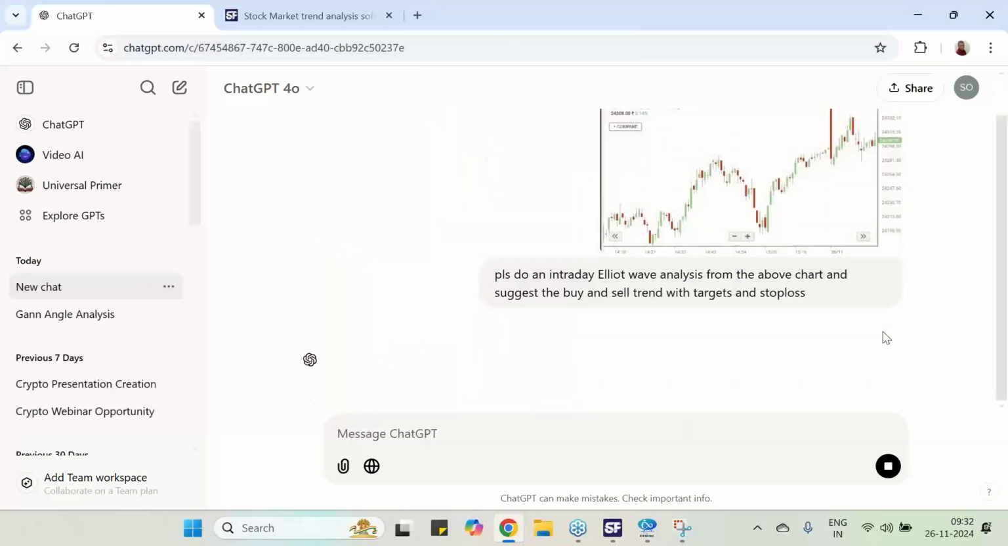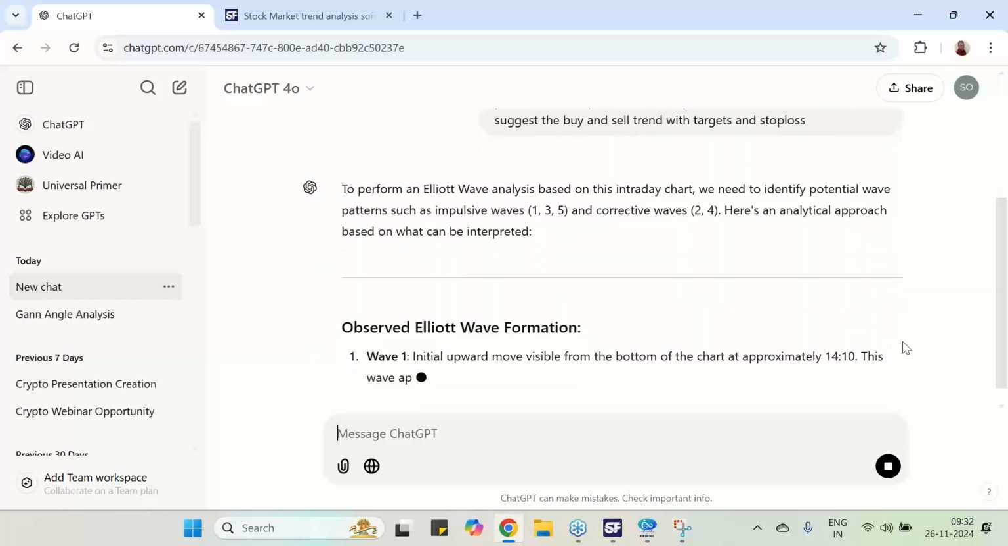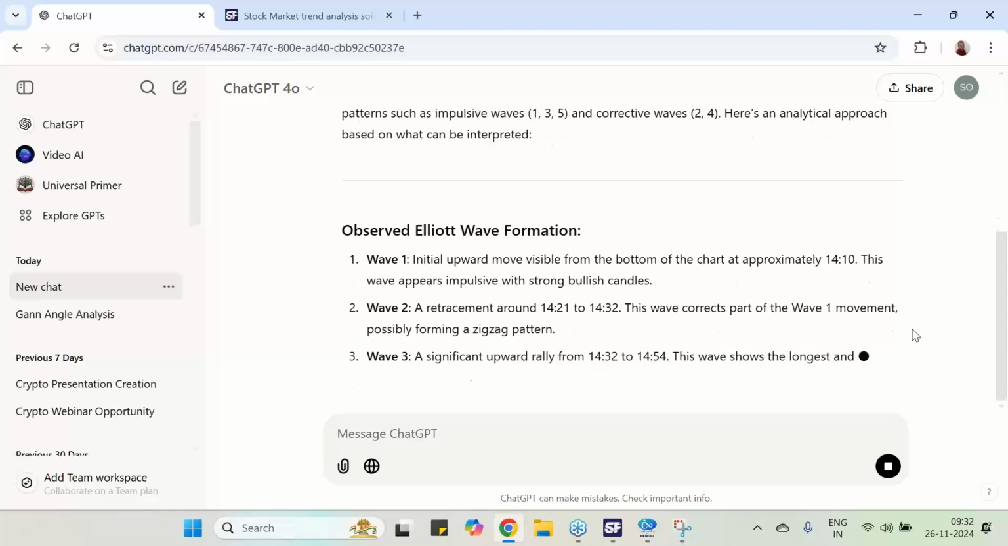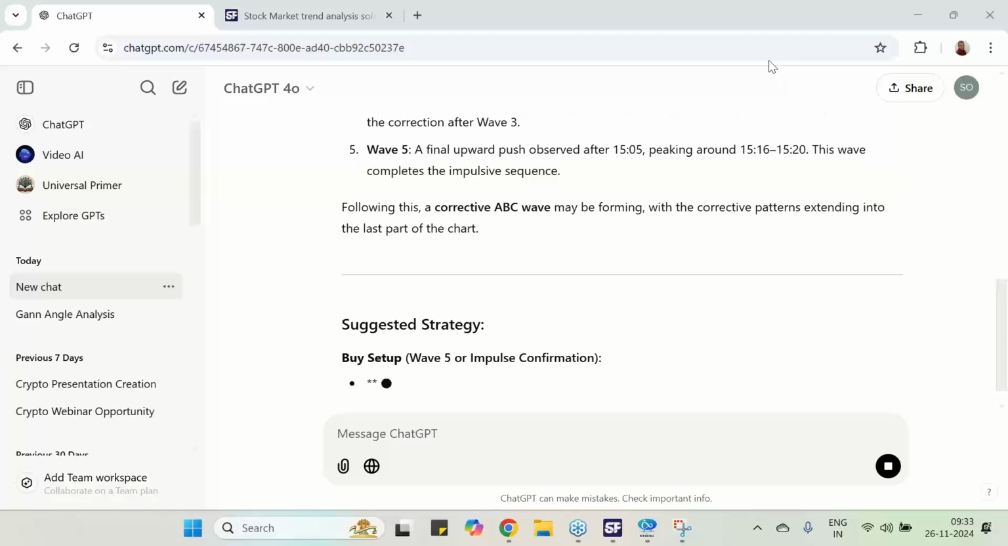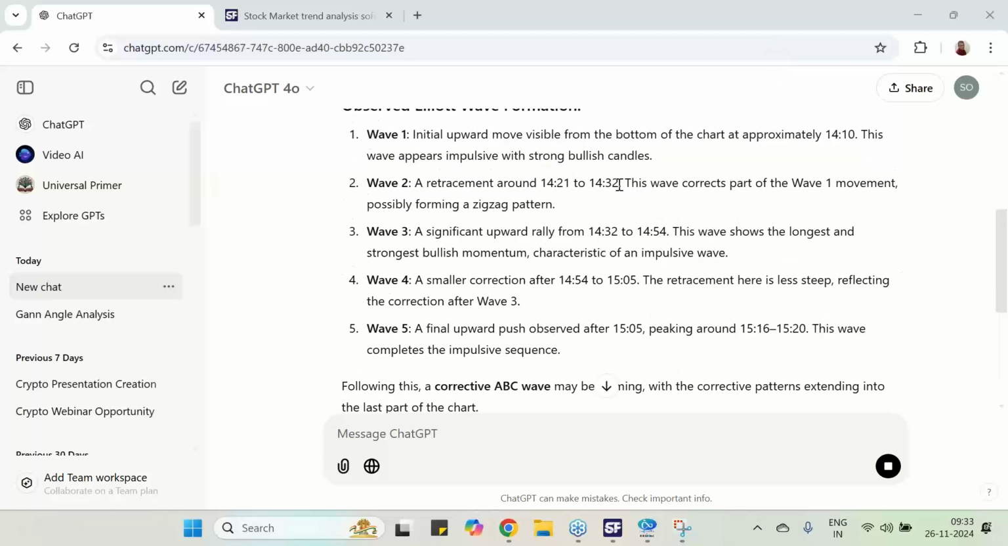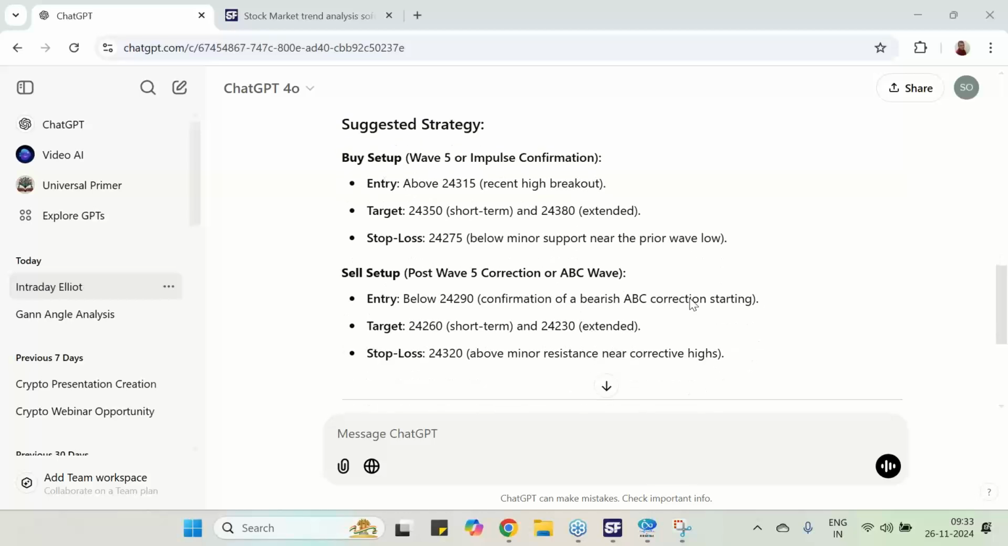So intraday Elliott wave analysis from the above chart, suggest the buy and sell. Here you are getting patterns. What is wave 2, wave 3, wave 4, and at what time that pattern has happened. See, it is taking yesterday's data, not today's data. See the timings: 2:21 to 2:32, 2:32 to 2:54. These are the things that happened, and the buy setup for this. See, extended targets, short term, extended, and the stop loss should be 275. Today 274 has happened. Entry post wave 5 when the ABC correction happens, 24,290, targets 260, 230, stop loss 320.